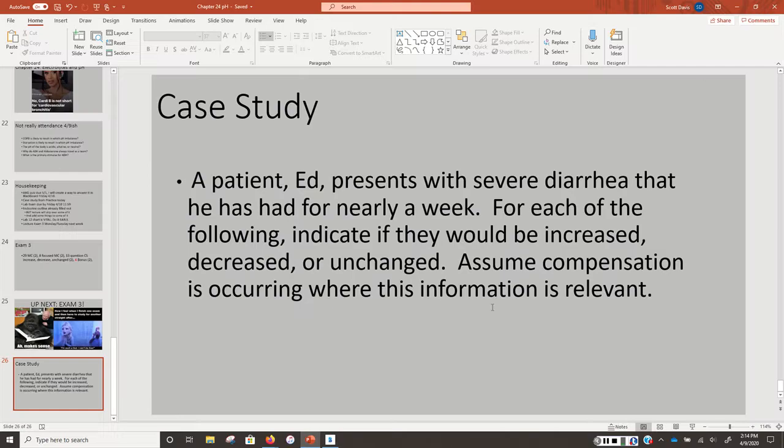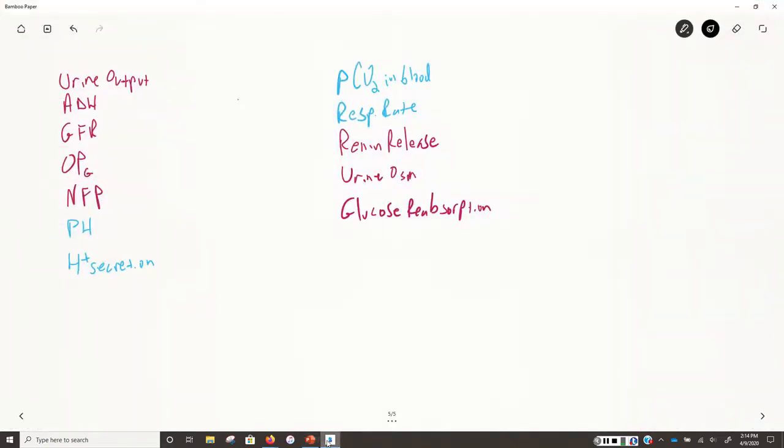And here are our different items: urine output, ADH, glomerular filtration rate, osmotic pressure of the glomerulus, net filtration pressure, the patient's pH, his hydrogen ion or H+ secretion, PCO2 in his blood, respiration rate, renin release, the urine osmolarity, and glucose reabsorption. For each of these items, based on a patient with prolonged severe diarrhea, what will each of these items do in response?